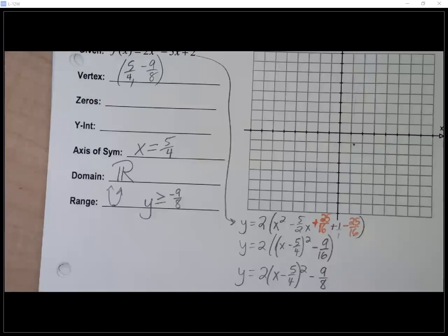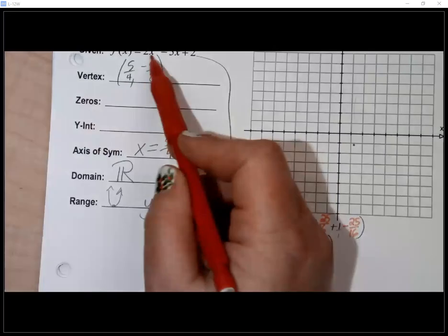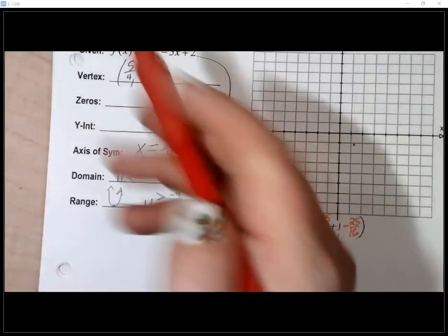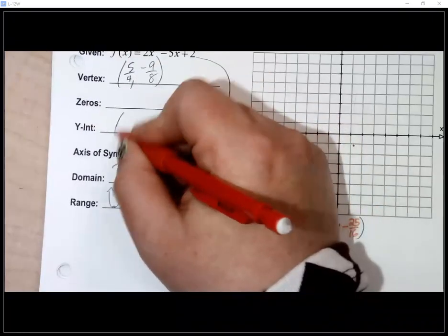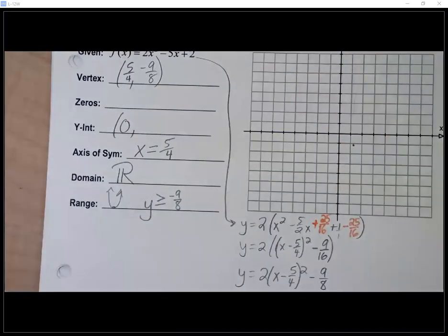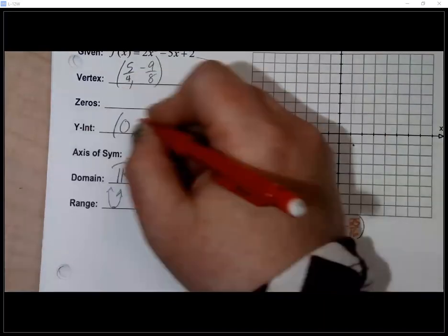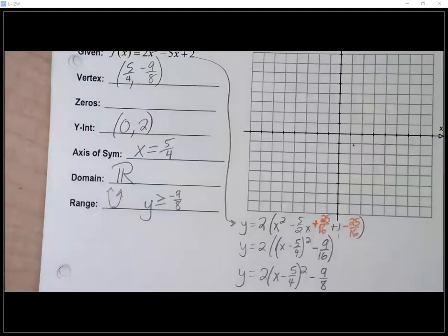Yeah, so take that original, pop in a 0 for X, and what comes out? 0, comma 2. That was easy. That's another point on my graph, 0, comma 2.